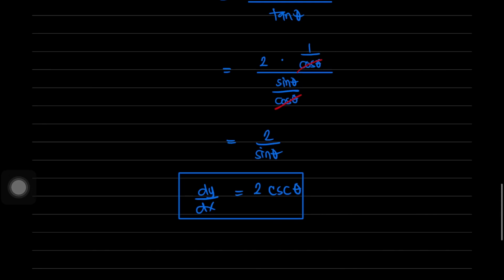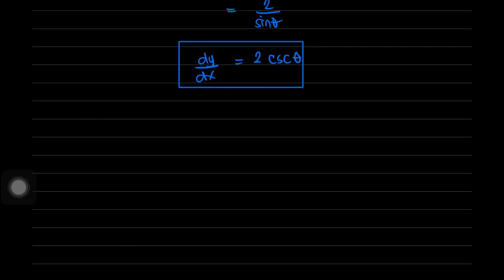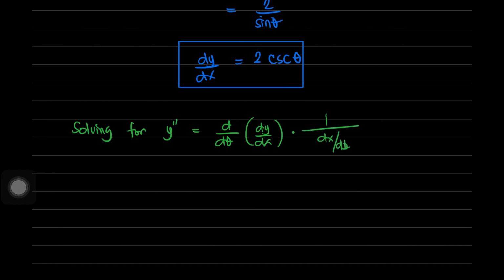Solving for the second derivative of y with respect to x, so solving for y double prime or d squared y over dx squared, that's now equal to the derivative with respect to theta of dy over dx multiplied by the reciprocal of dx over d theta.